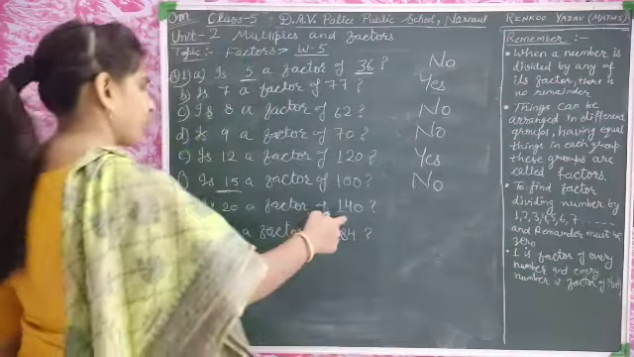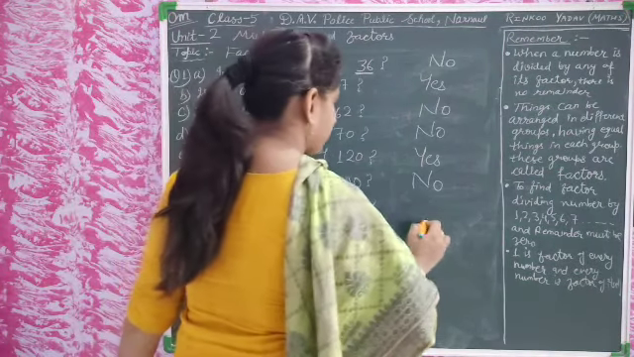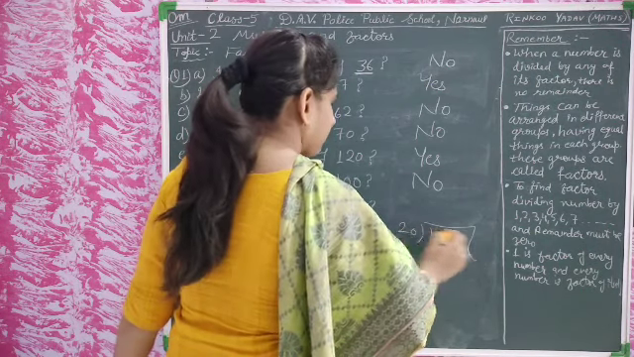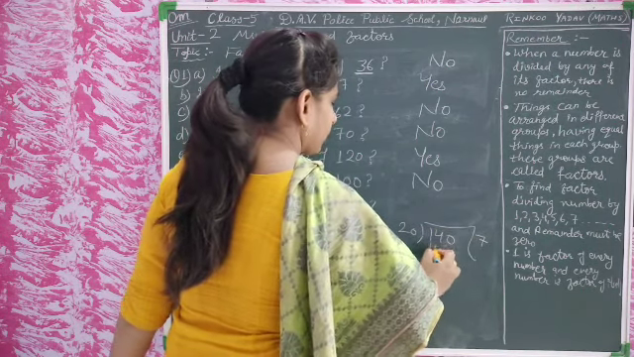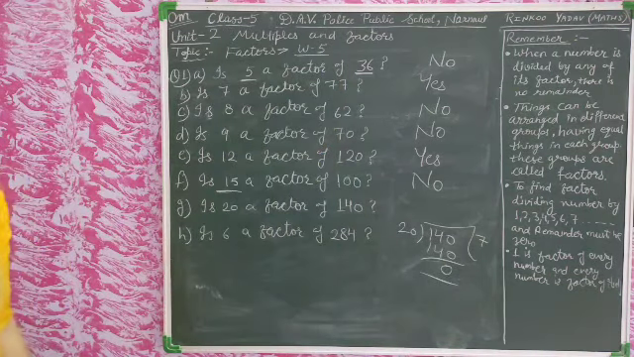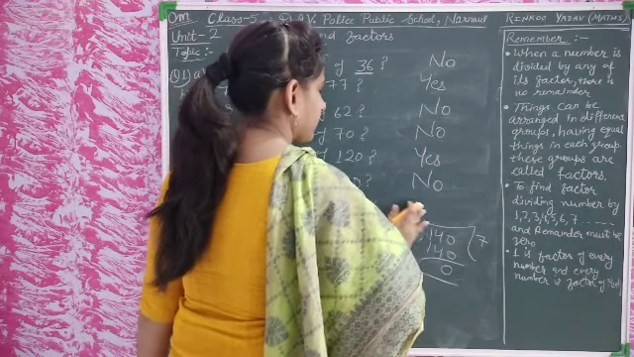There is 140 dividing by 20. Then check here, is this yes or no? 140 dividing by 20. 27 ja 140. There is the remainder 0. It means this is the factor here. Yes.